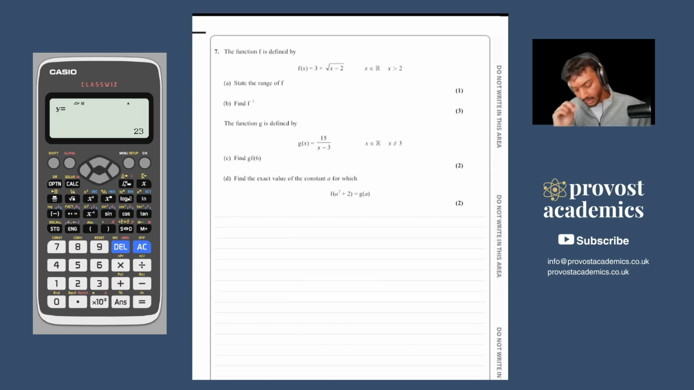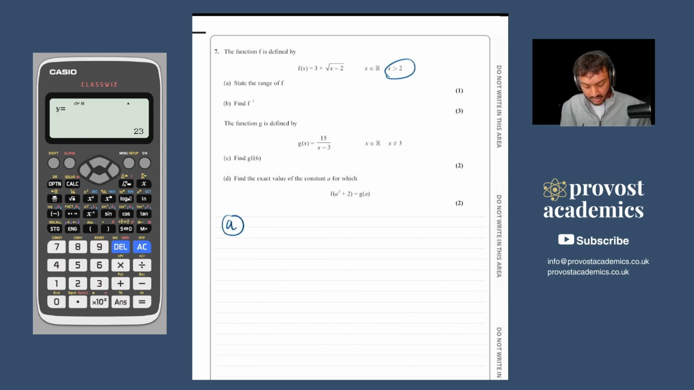Nice. Right, so we've got functions next. State the range of f. So we know that the x values are strictly greater than 2, but they belong to the real number set. What we can therefore do is find the limiting case, i.e. the smallest possible value that f can take, and anything bigger than that limiting value would be its range.